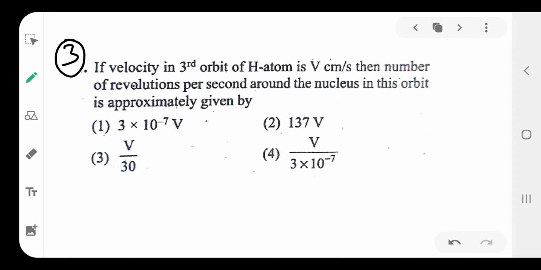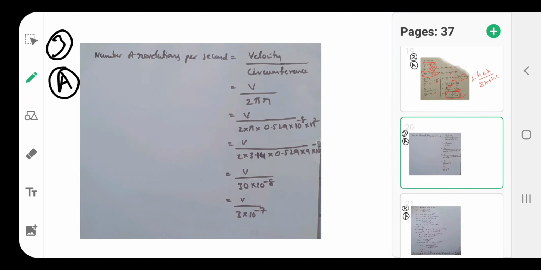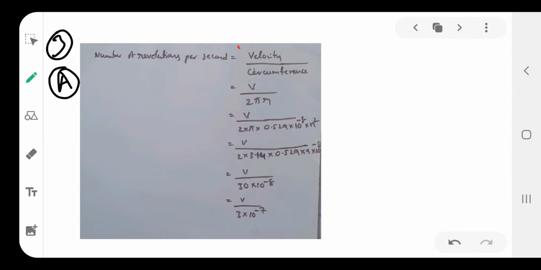If the velocity of the third Bohr orbit of a hydrogen atom is v centimeter per second, find the number of revolutions per second around the nucleus in the orbit, approximately. So we have to find the number of revolutions per second. The direct formula is: number of revolutions per second equals velocity by circumference.